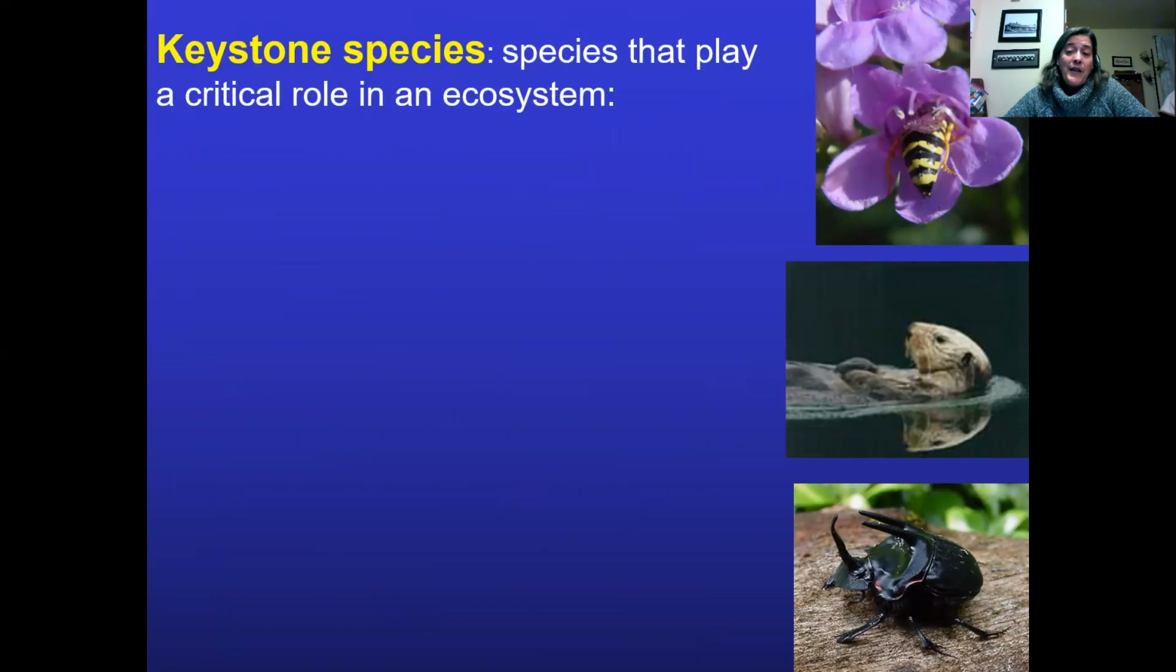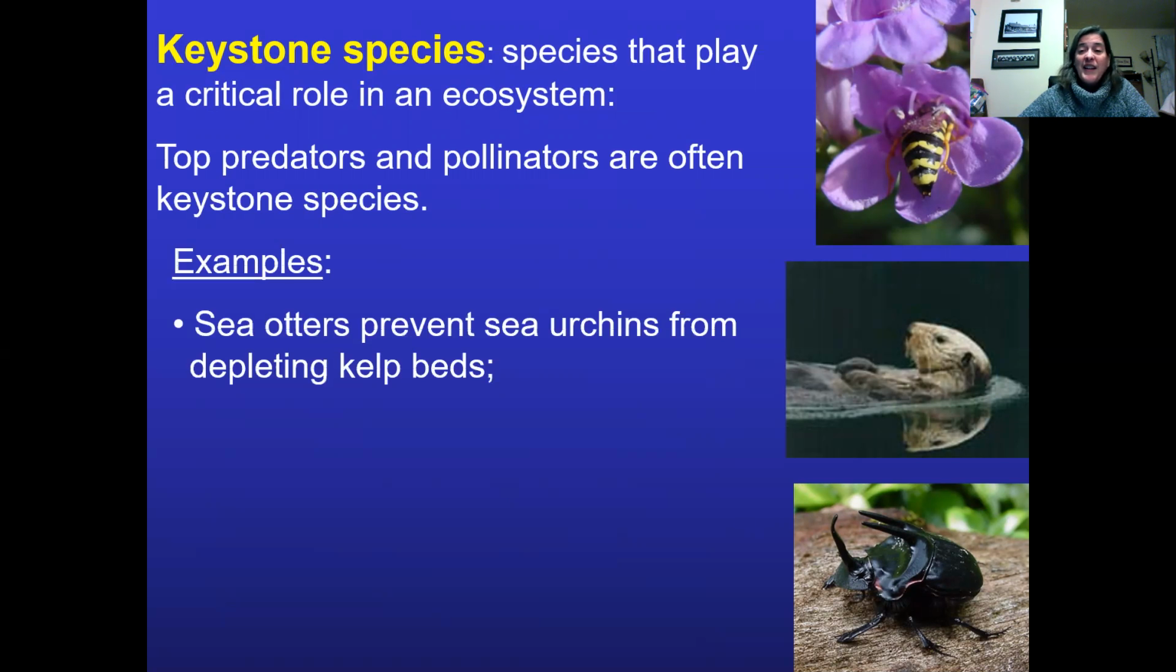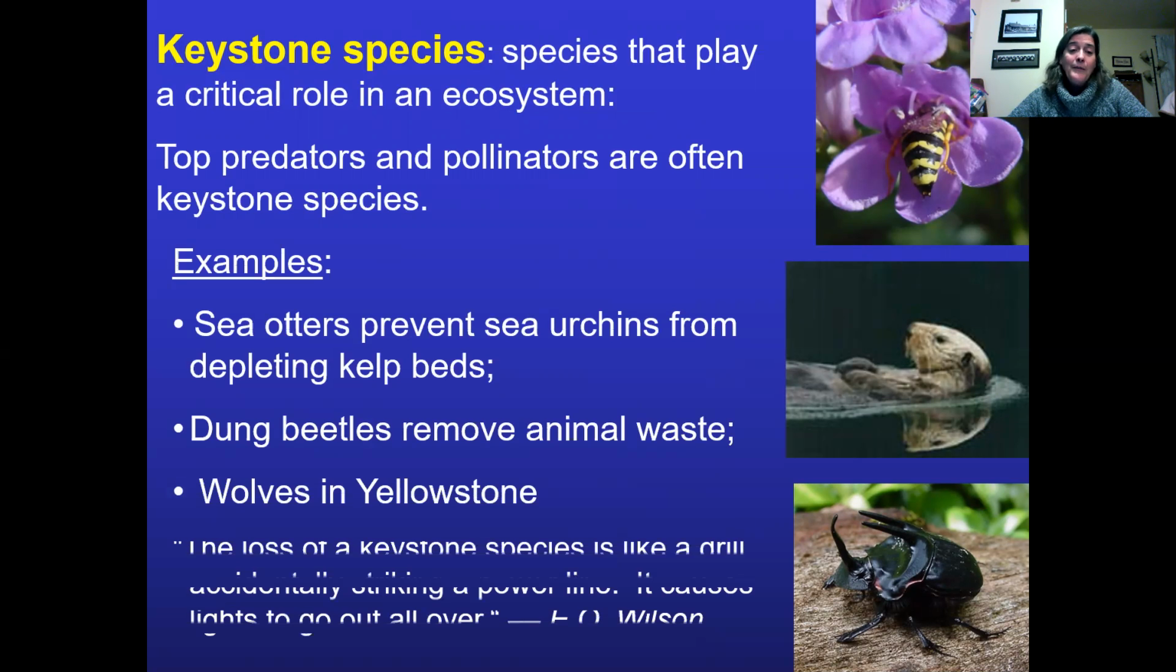So other types of species: the keystone species is a species that's super important and plays a critical role in an ecosystem, and there are a few categories within this one. Top predators are often keystone species, and again, we'll see a video in class about the wolves in Yellowstone. Examples: sea otters keep sea urchins from depleting the kelp beds, and the kelp beds are an important habitat for a lot of marine species. Dung beetles remove animal waste. Wolves in Yellowstone, we'll see the video.